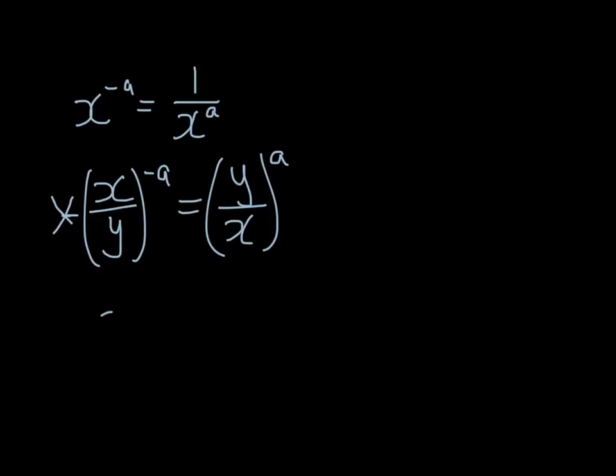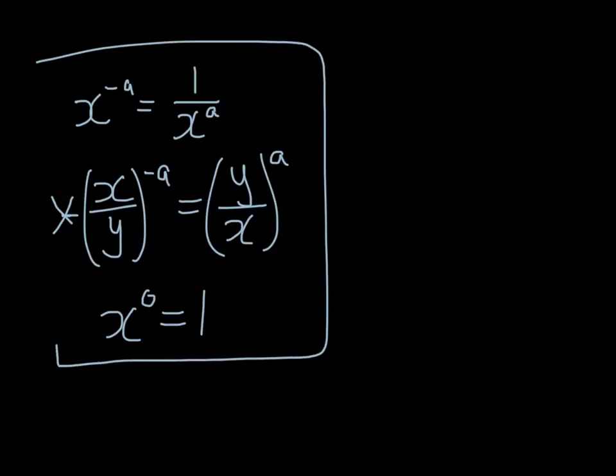And last but not least, any base to the power of 0 is equal to 1. You can try this with any single number you want. Put it to the power of 0, it will always be 1. So these are your rules. These are your laws. This is what you live by for this section.